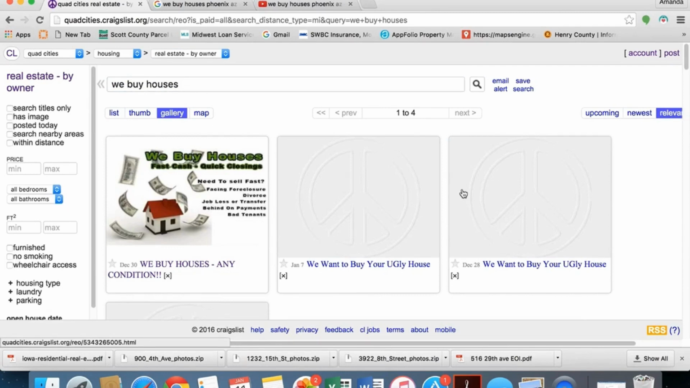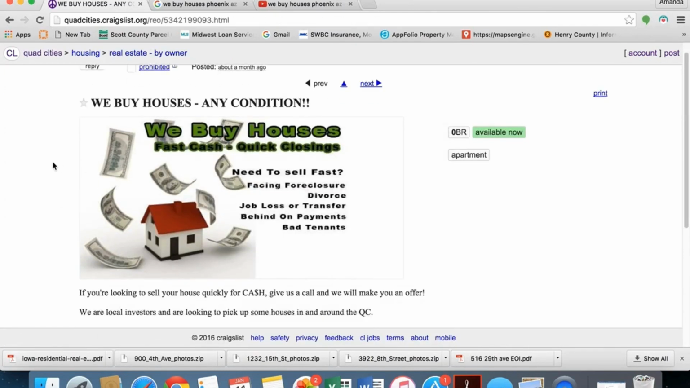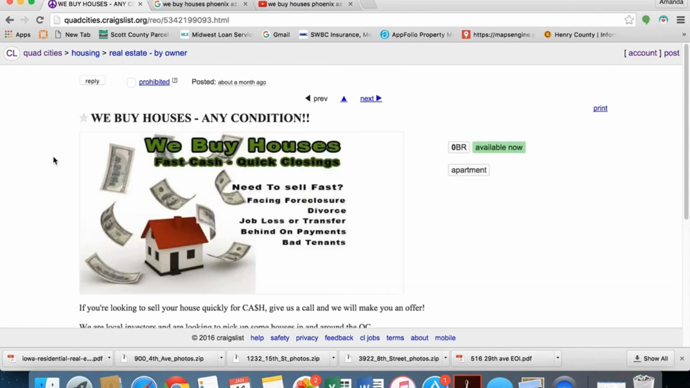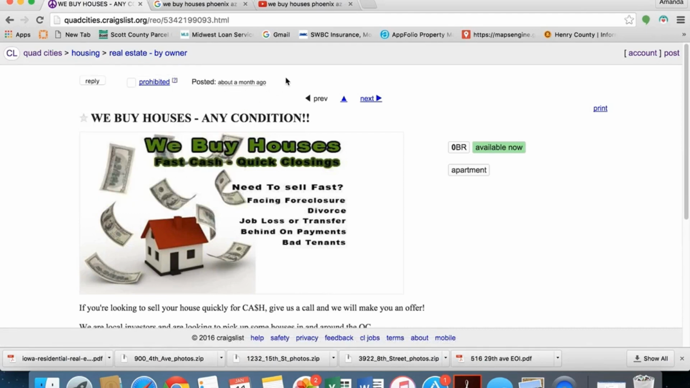And now here are our results. Go ahead and click on them, and you want to take down all of the contact information. So if you click the reply button, you'll see that there's a phone number, and then you can also respond by email. Do that with each one. And then after you're finished, you can call the potential buyers and fill out the buyer interview sheet.